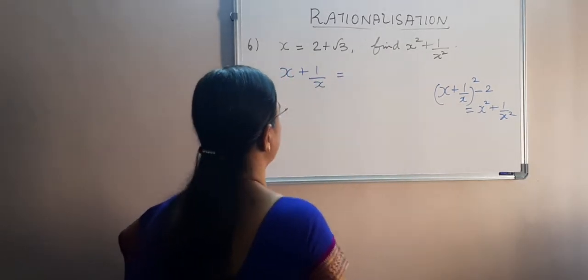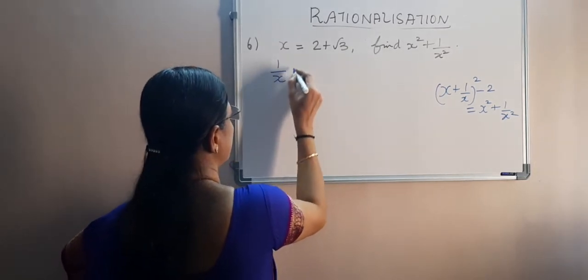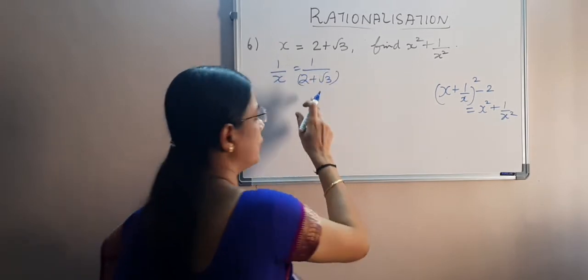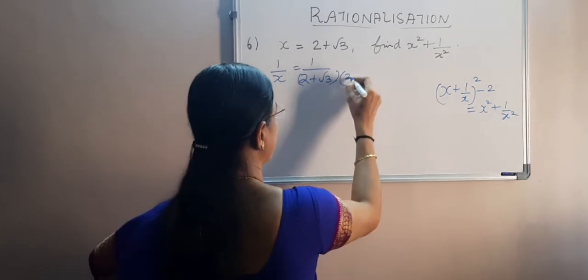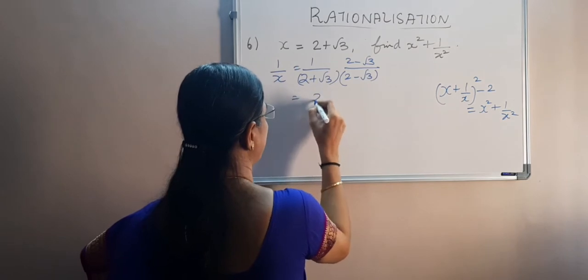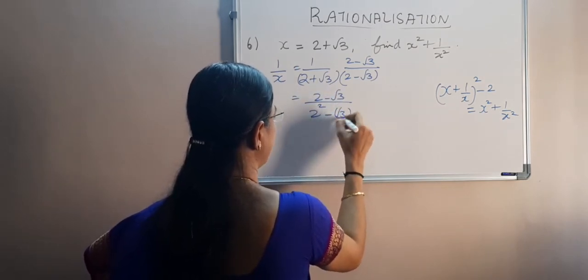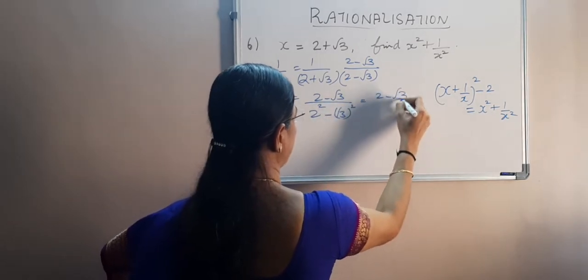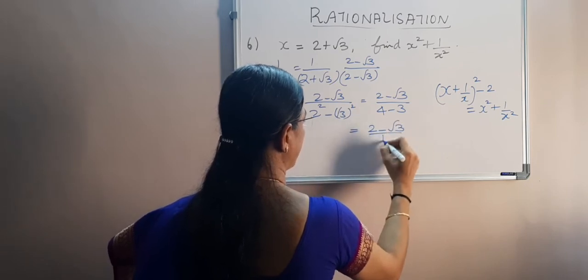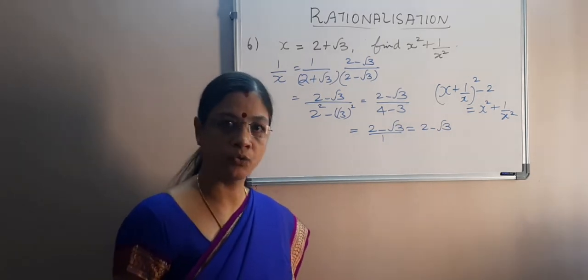So, how do I get x plus 1 by x? First, for that, I need to find 1 by x. So, what is 1 by x as usual? See, I have a term in the denominator which has the irrational number. So, multiply and divide by the conjugate. I get 2 minus root 3 divided by 2 squared minus root 3 the whole square. So, 2 minus root 3 divided by 4 minus 3, which is equal to 2 minus root 3 divided by 1, which is 2 minus root 3. So, 1 by x is 2 minus root 3 for me now.